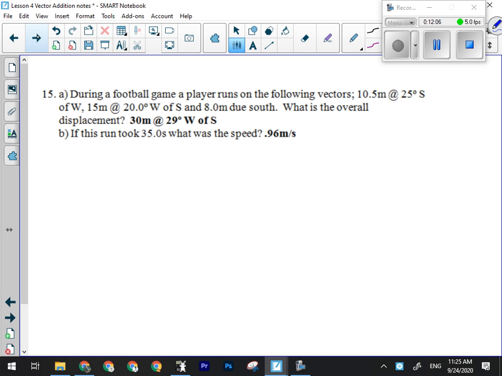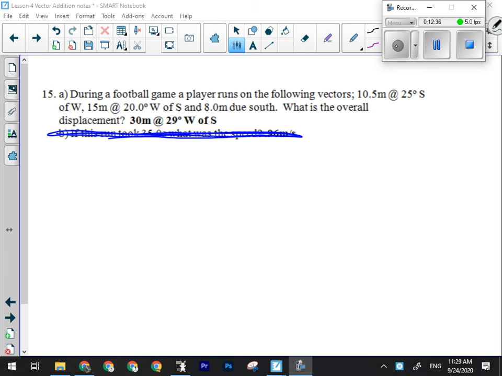Okay, I want you to try this one. Don't worry about B, but I want you to try this one because on your assignment tomorrow, there's a question just like this, except it's about golf instead of football. It's 3 vectors. One of them is straight, so you don't have a lot of calculating to do with it, but you have 2 that are angled. Give that one a try.